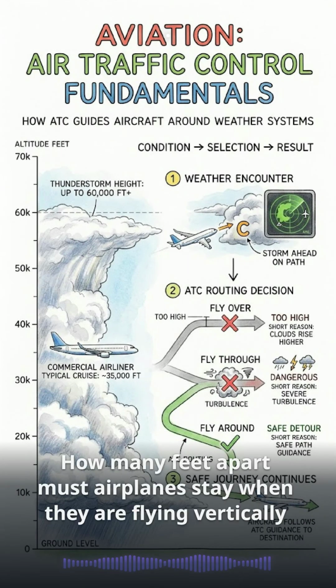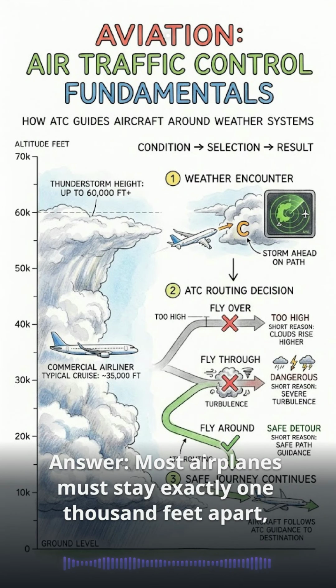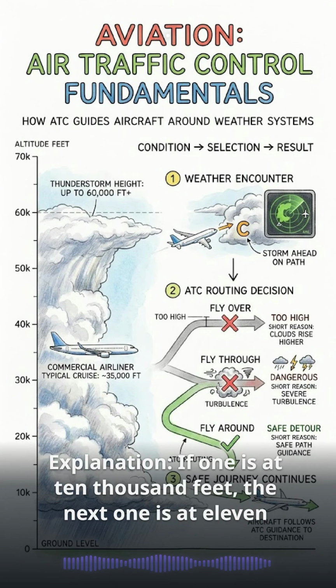79. How many feet apart must airplanes stay when they are flying vertically in the controlled sky? Most airplanes must stay exactly 1,000 feet apart, flying safely above or below each other. If one is at 10,000 feet, the next one is at 11,000 feet safely.